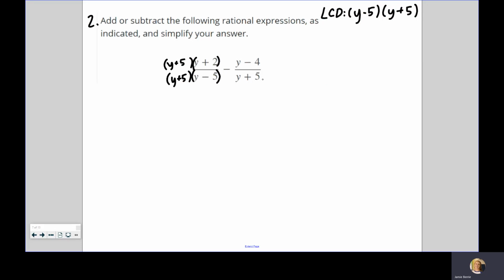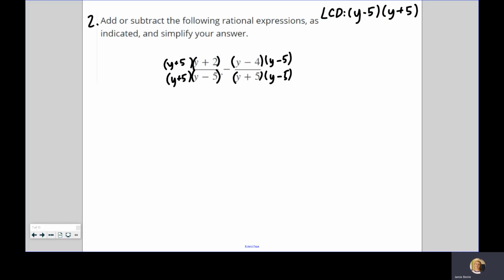We have y plus 5, so we're missing the y minus 5, so go ahead and add that in here. Multiply by y minus 5 in the bottom and in the top. Perfect. So remember, now we have the LCD here. We got y plus 5, y minus 5, y plus 5, y minus 5.